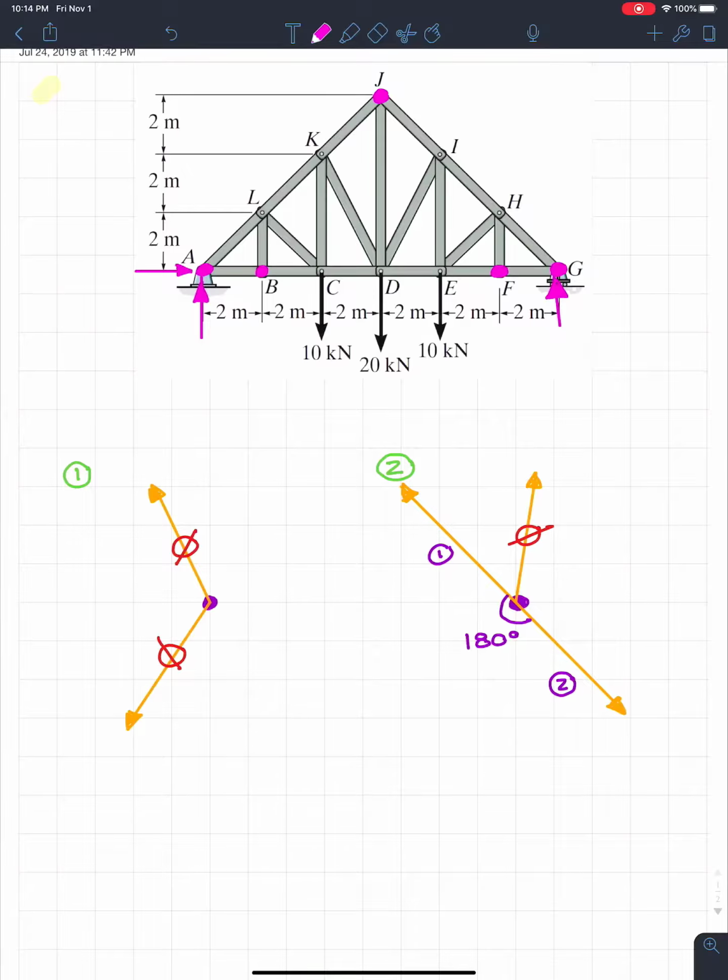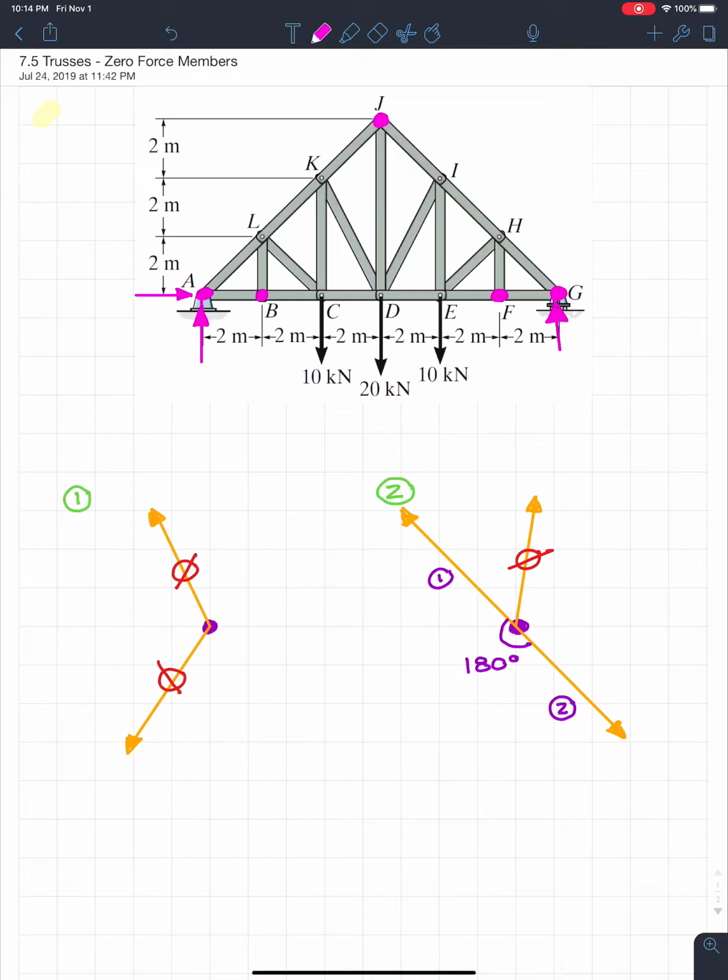Now, if I look at this more closely, remember, one of the conditions of case 2 is that 2 of the members must be collinear. And if I look at J right here, none of those members are collinear. None of them. So from that alone, I can conclude that none of those are zero force members. I can't say that any of those are.